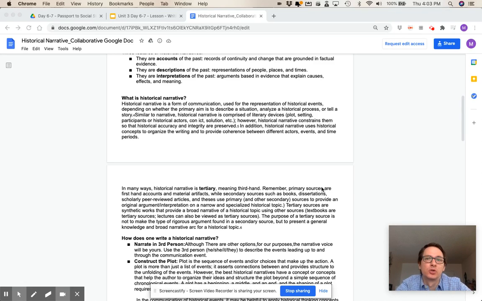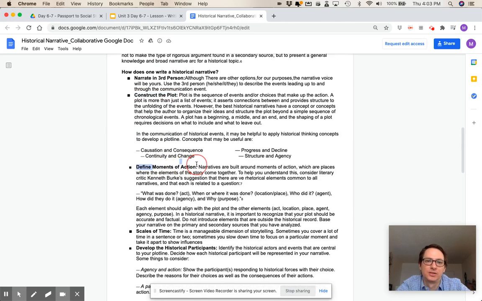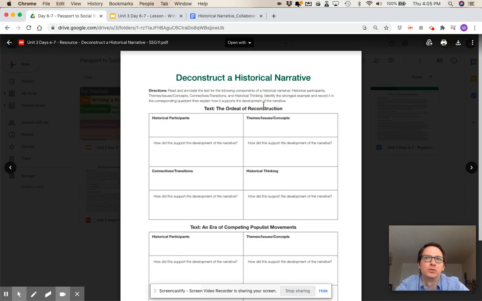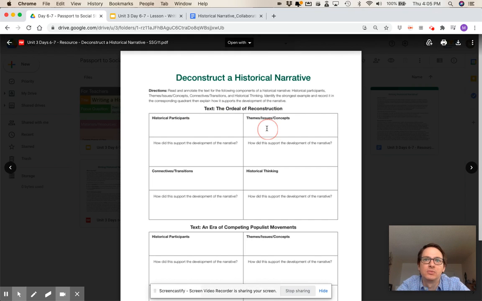Second, since it is your story, you get to decide how you want to construct the plot and how you are going to frame the moments of action, which include the historical figures you're going to include, the actions they took, and why they did what they did, which you believe are pivotal to your narrative. I would also recommend using the Deconstructing a Historical Narrative tool that you use to help break down and analyze the elements of the model historical narratives in the lessons as a pre-writing tool to help you decide which historical participants and themes and issues you are going to want to include in your own.